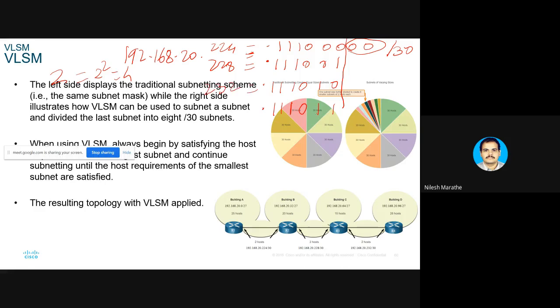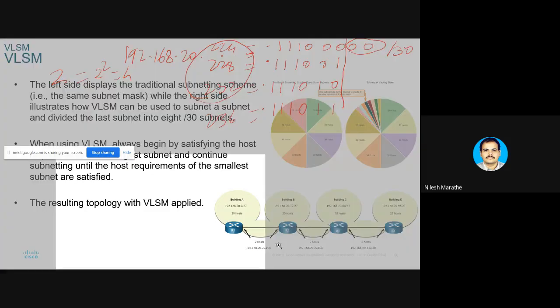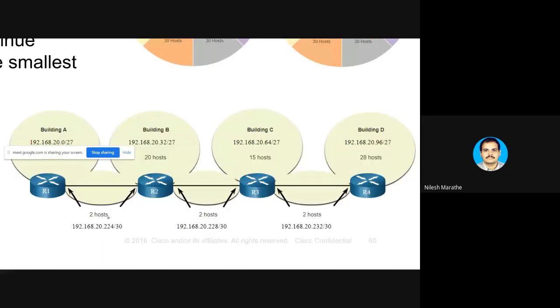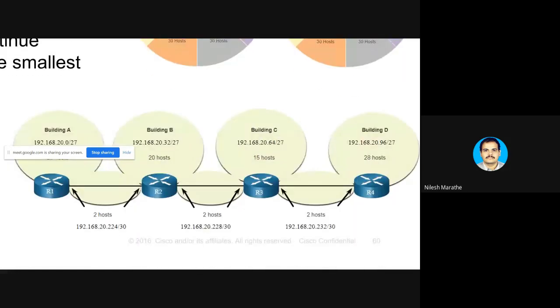Then 8 plus 4, that is 12. We have to add 12 to 224. How much will it be? 224 plus 12 is 236. How many did we require? Only 3. So we can allocate here. If you concentrate here now, the first is 224, second is 228, and the third, 232, we have given here. All others are still vacant.